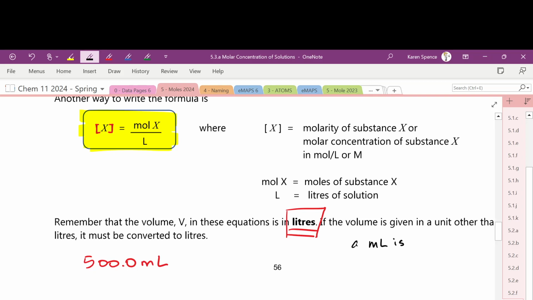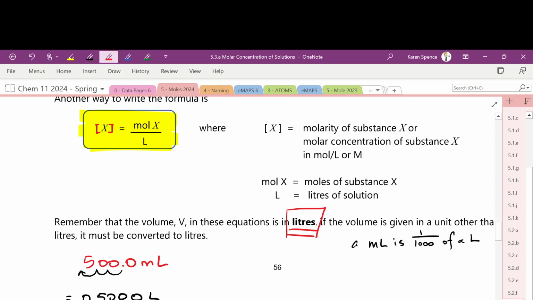A milliliter is 1/1000th of a liter. Those are 3 zeros there, yes? So how many places am I going to move my decimal place? 3 places. And should I have more liters than milliliters or more milliliters than liters to be equal? More milliliters than liters. So I'm going to move my decimal place over 1, 2, 3 places, and that becomes 0.5000 liters.